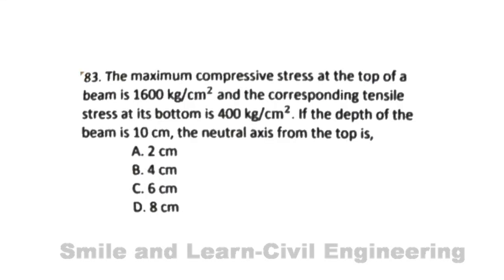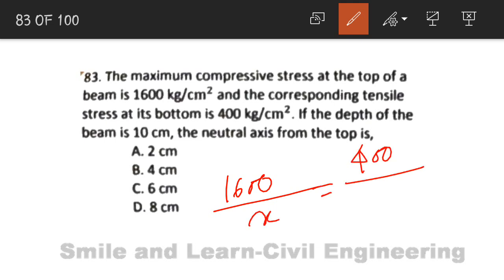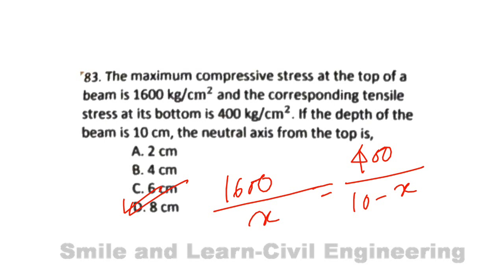Next question, maximum compressive stress at the top of a beam is 1600 kg per centimeter square, and corresponding tensile stress at the bottom is 400 kg per centimeter square. This question may confuse you. This is just a funda of similar triangle. If you remember that theory, put 1600 by x equals 400 by 10 minus x. Just calculate x from here. You just remember the stress diagram, you will understand the theory. Option D is the correct answer. Just calculated it and found it 8 centimeter.